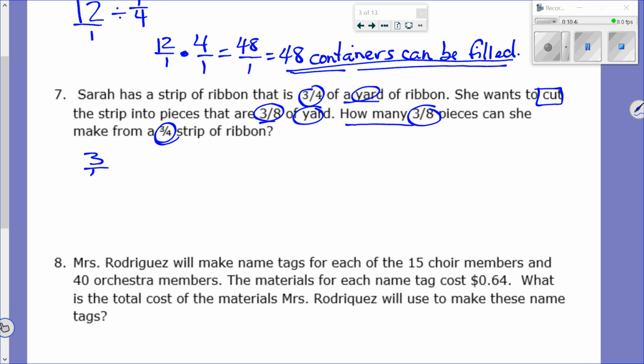So I'm taking the 3/4, dividing it into 3/8 strips. Now I do my just keep, change, flip, keep the 3/4, change it to times, multiply by the reciprocal, 8/3. I have a reduction there on 3s. I have a reduction here. I can divide by 4. 1 times 2 is 2. 1 times 1 is 1. Simplifies down to 2 strips can be cut.